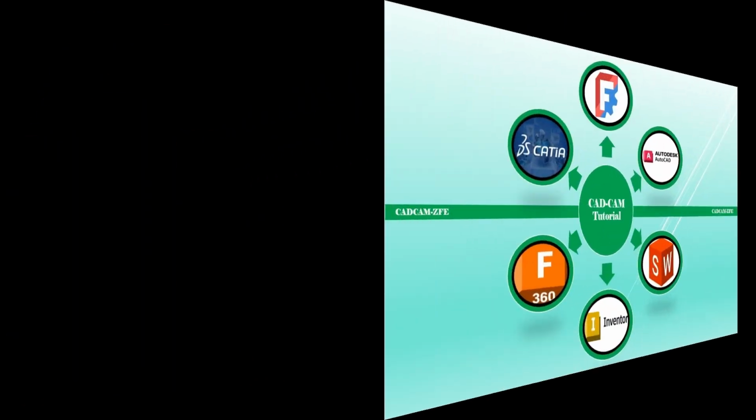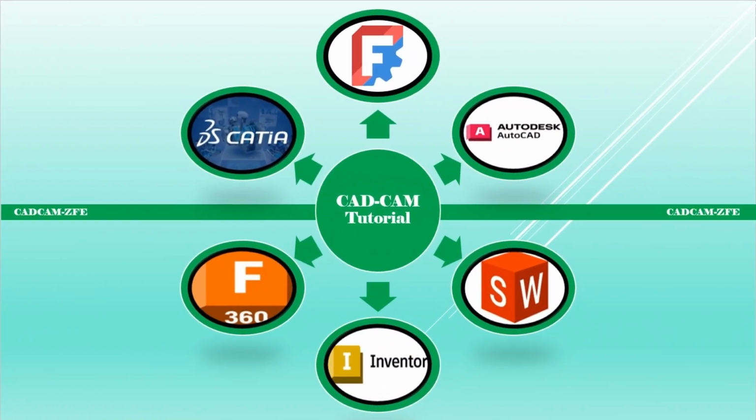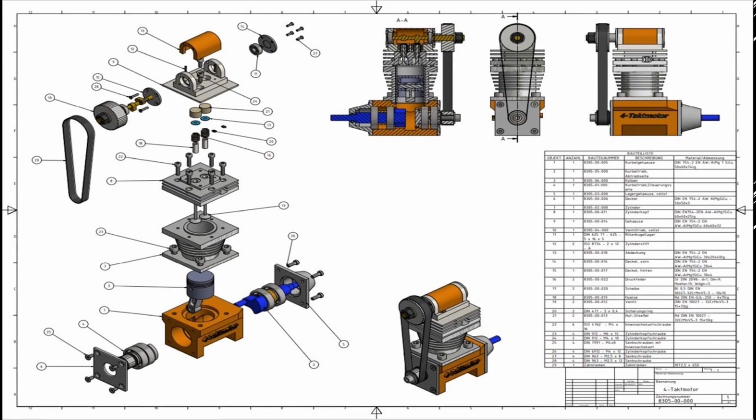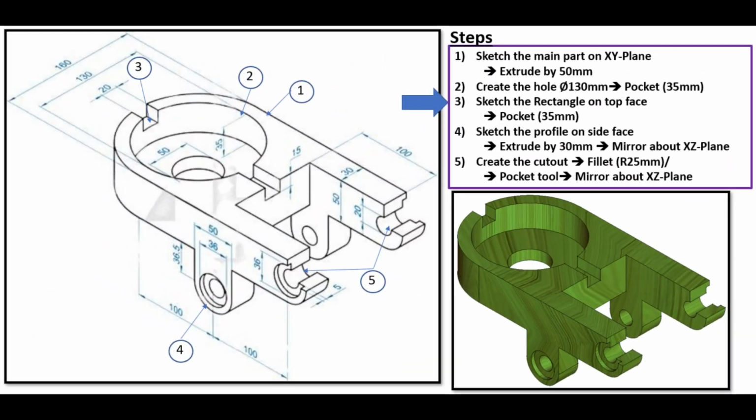In this tutorial, I will show you how to create a 3D model from an existing 2D drawing with the help of FreeCAD tools like Pocket, Mirror, Fillet, and Extrude. This is the exercise for today: we need to convert this 3D ISO drawing into a 3D solid part.